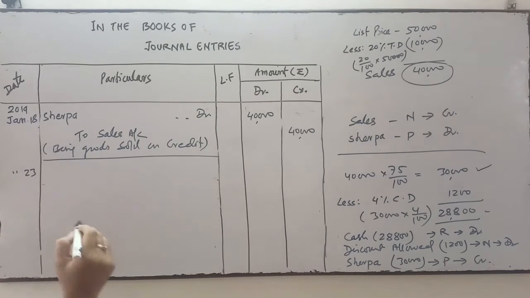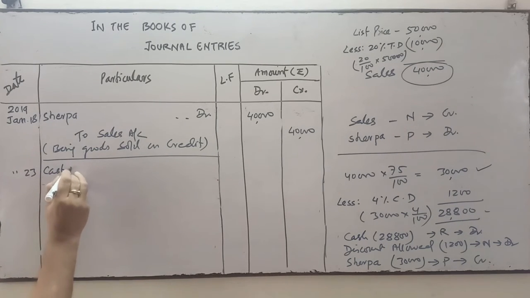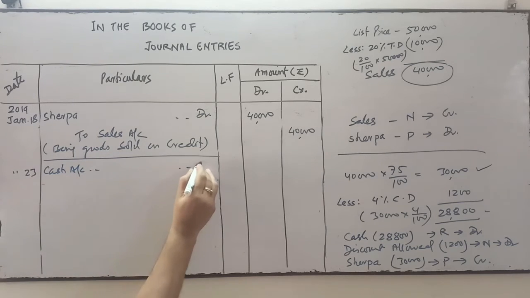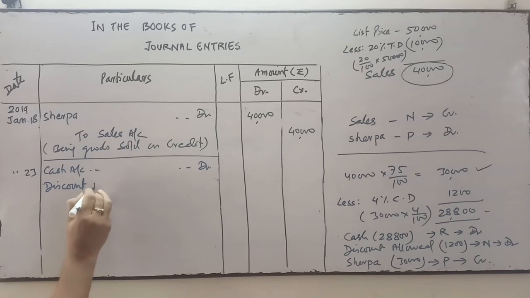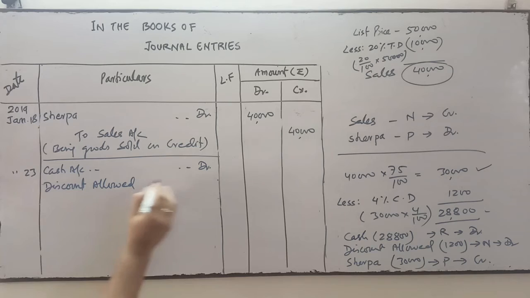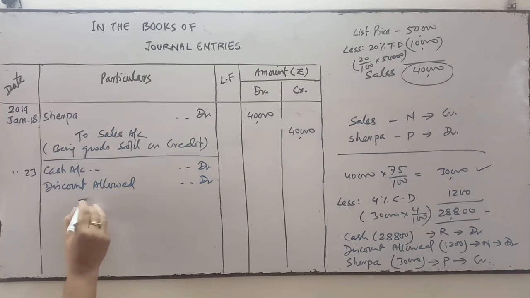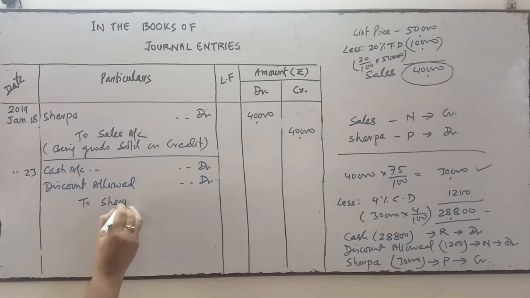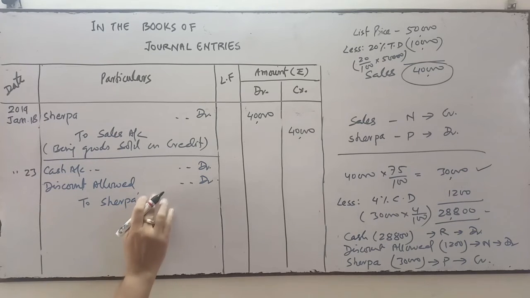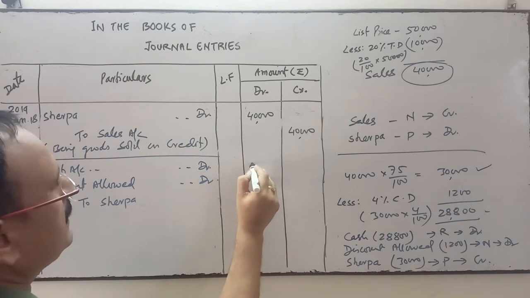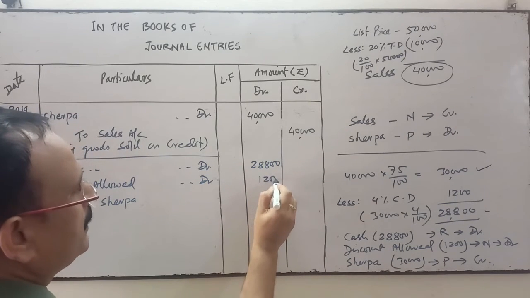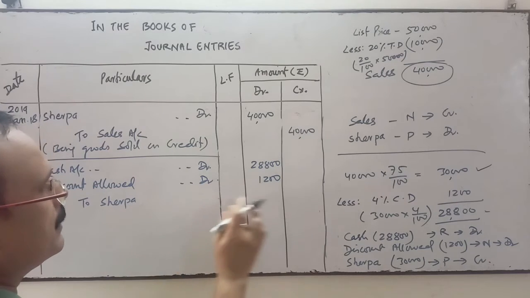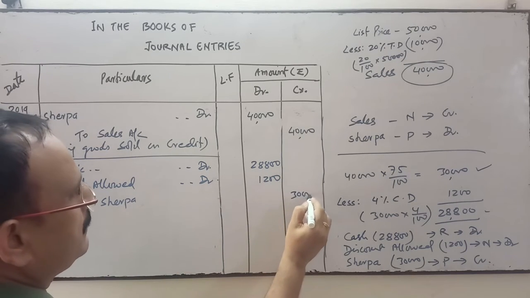So two accounts are debit. Cash account is debit when SARPA is going to pay the amount. We will allow the discount to them, and we have allowed the discount, so discount allowed will be debited, and SARPA account will be credited. Okay, his account will be credited. So the amount will be 28,800 debit, 1,200 for discount allowed, and SARPA account is credited. So in the credit column, 30,000.